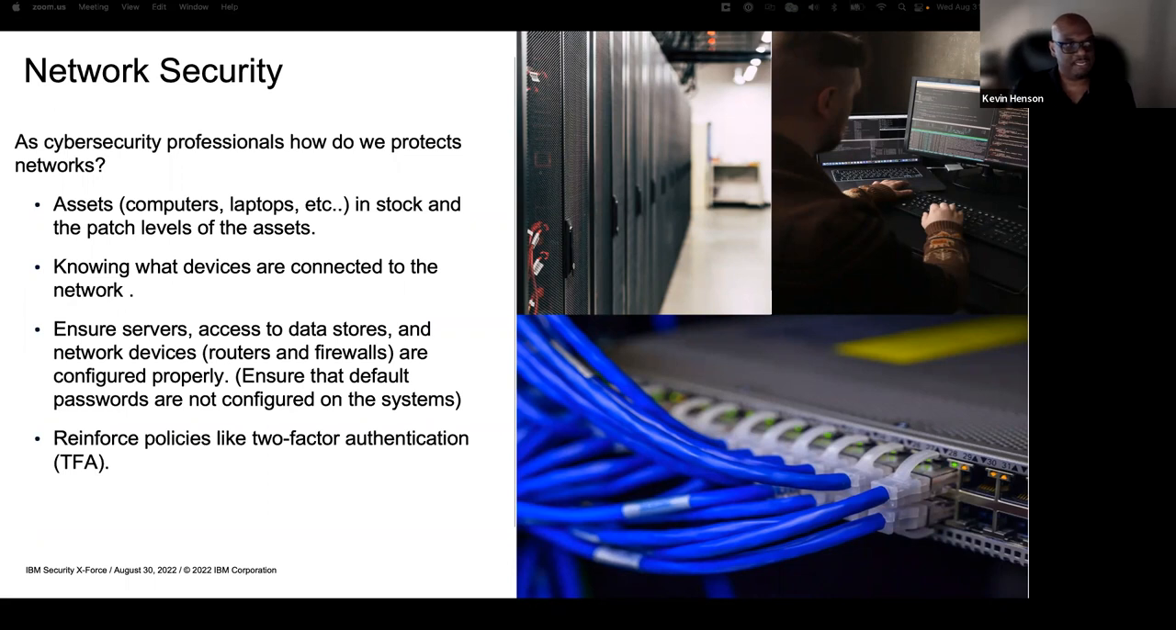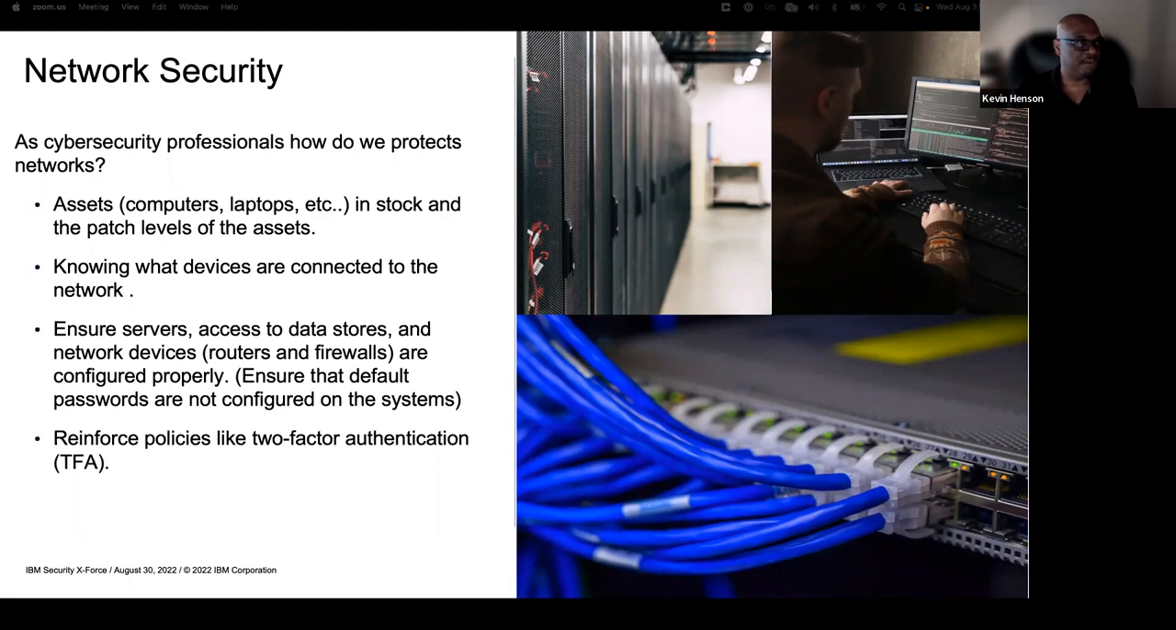And so, how do we go about protecting the networks? As a cybersecurity professional, you can help companies determine the assets that they have in stock and the patch level of the assets. So maintaining a patch level is very important. And a patch is like a software update. For example, if you work on Windows and you get a notice saying Windows update needs to run to download some security updates, those security updates are considered patches. And so if you don't patch your systems regularly, you could leave yourself open to hackers and breaches if they find vulnerabilities on your systems.